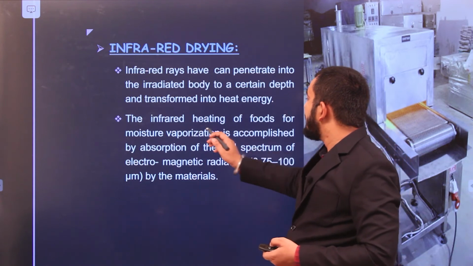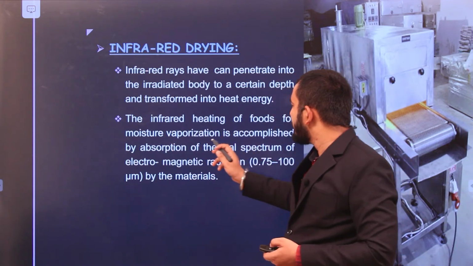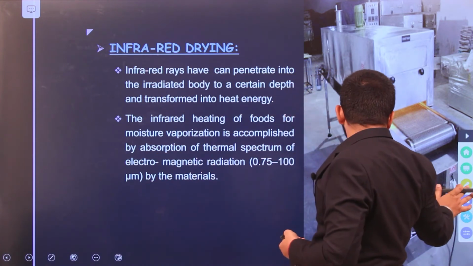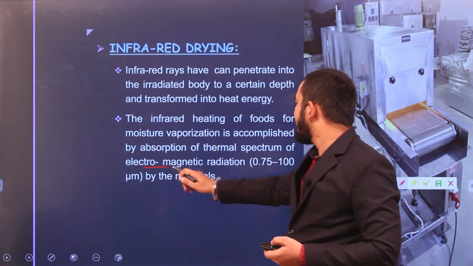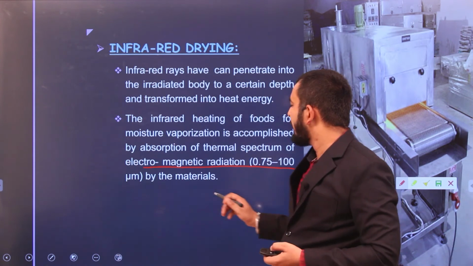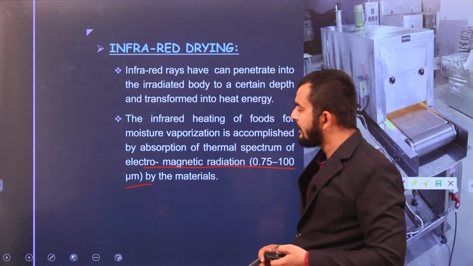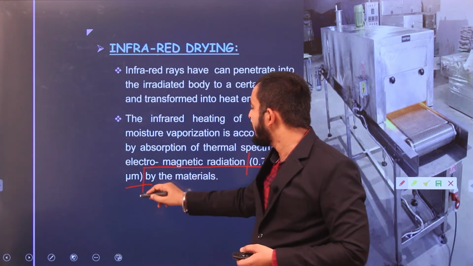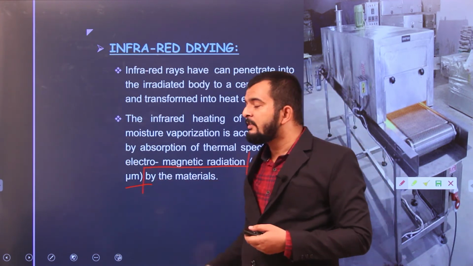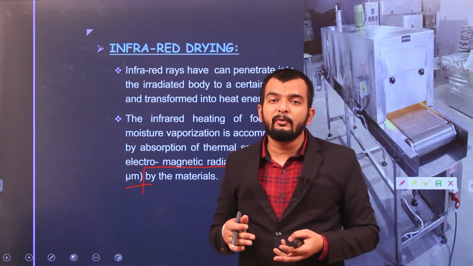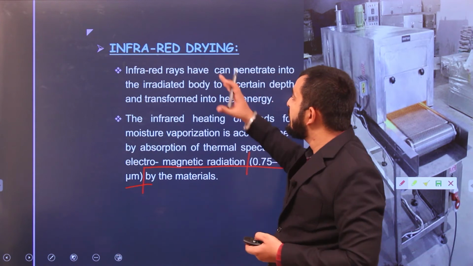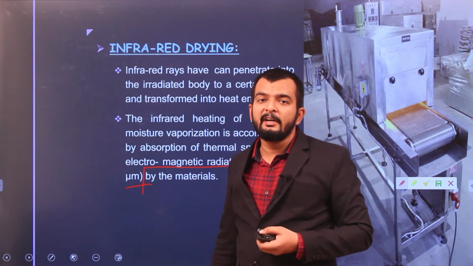The infrared heating of foods for moisture vaporization is accomplished by absorption of thermal spectra of electromagnetic radiation from 0.75 to 100 micrometer. See, the infrared radiation here lies between 0.75 to 100 micrometer, and this radiation, when focused on the food, will heat up the food as it penetrates through it. So this is the basic principle of infrared heating.